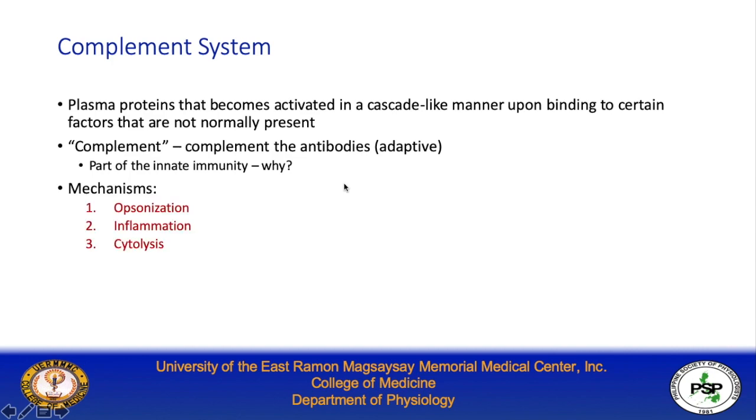Now, there are several mechanisms by which the complement system helps in fighting off an infection. So you have your opsonization, inflammation, and cytolysis. I think you already know number 1 and number 2. Again, opsonization: opsonins are the factors that would coat the microbial cell, making it more likely to be phagocytosed by the phagocytic cells.